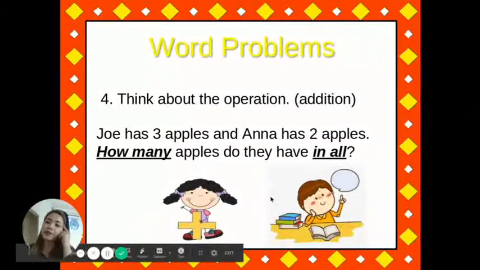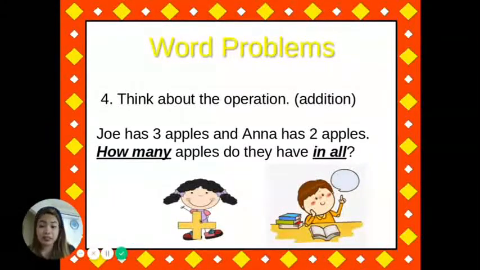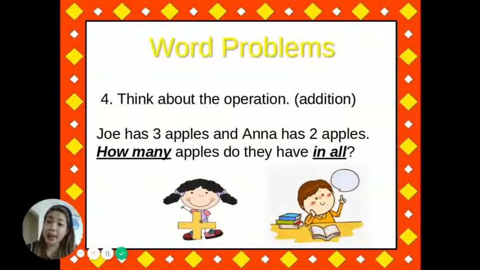So think about the operation to be used. Operation is what you should do. Are you going to add or are you going to take away, which is later on? Some of you, I know, already know what take away is, but we are still in addition. So our operation is addition, correct? Now, going back to the word problem, Joe has 3 apples and Anna has 2 apples. How many apples do they have in all? So you're going to do addition, correct? Yes.